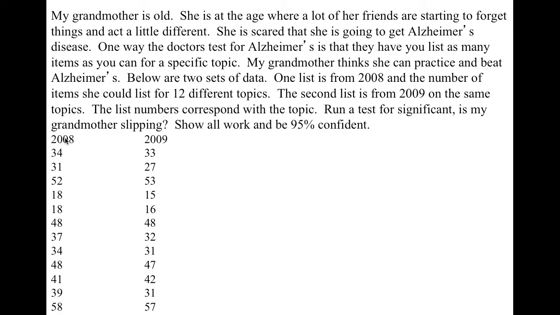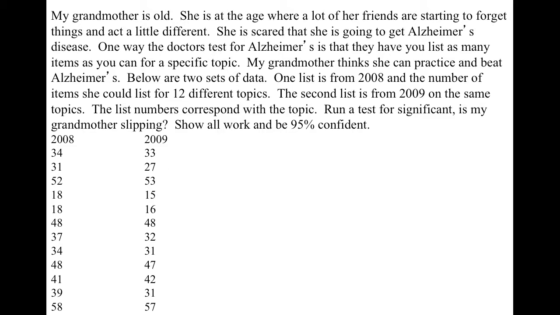So here we have 2008, 2009, and the 34 and the 33, the first two values, they correspond with each other. Whatever the topic was, in 2008, my grandmother listed 34 items. In 2009, she listed 33. So those correspond with each other. The second numbers correspond. They are matched pairs, so that's why we get the name. The order you enter these lists is extremely important.